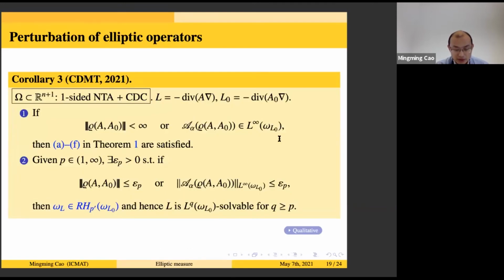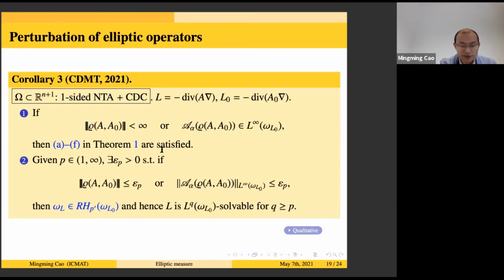And our theorem is: our domain is the same as before, a one-sided NTA domain satisfying the capacity density condition. The first conclusion says that if the Carleson estimator is finite, or the quadratic function is in L infinity, then all the properties A to F are satisfied. In fact, under this assumption, Cavero, Hofmann, Martell, and Toro proved that omega L is in A infinity with respect to omega 0. Then using that result and our theorem, we can get all the properties.